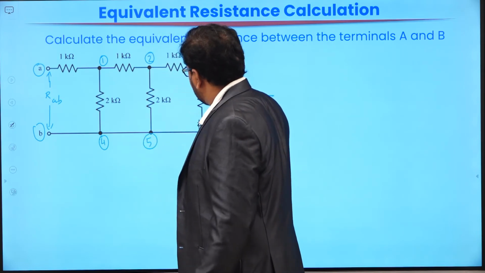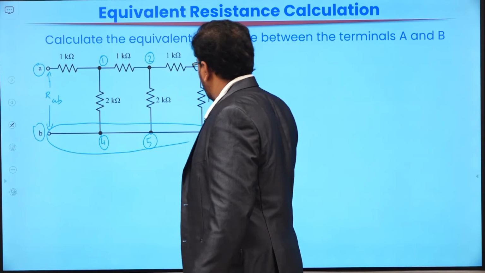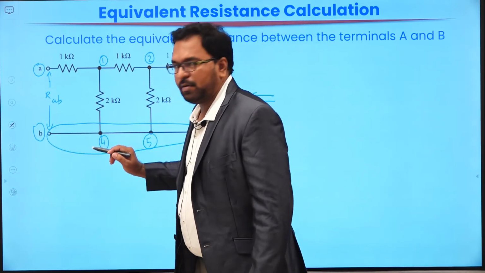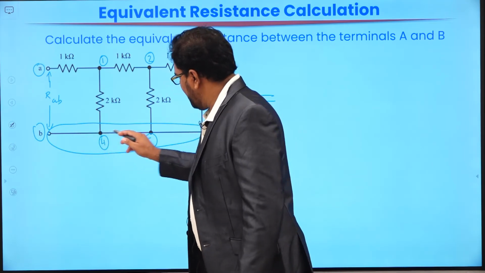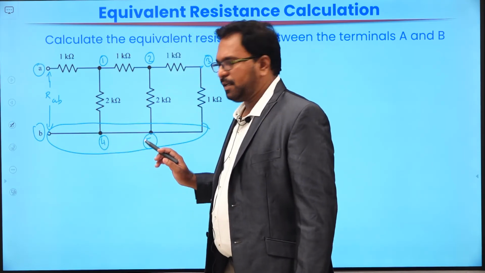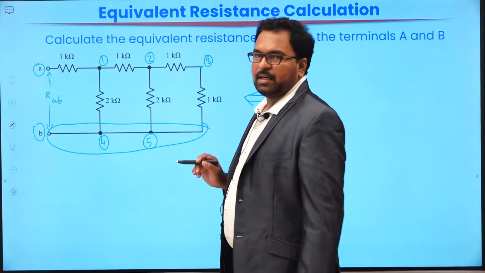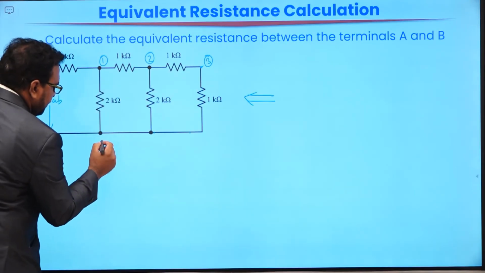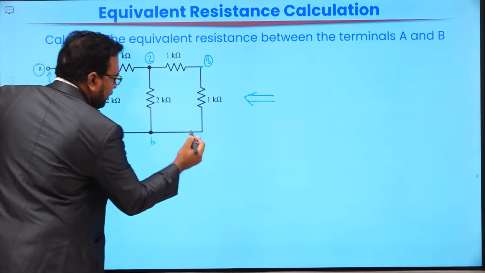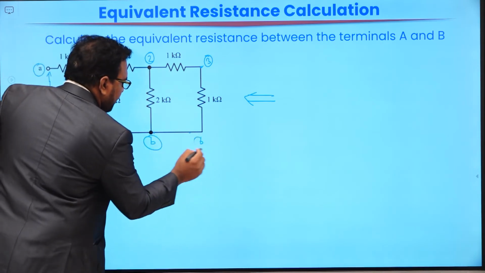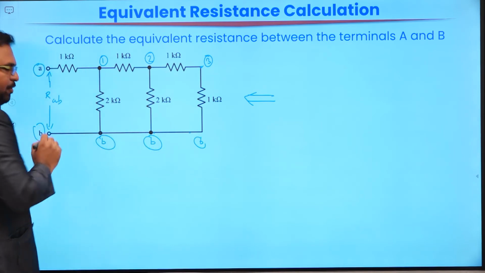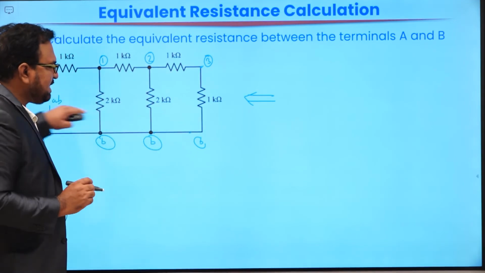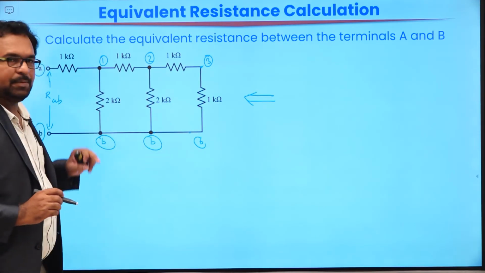If you observe here, this node is nothing but node B itself, because between B and 4 there is no resistor connected, between 4 and 5 also there is no resistor connected, and here also there is no resistance connected. So we can consider this node as B, and B and B, because there is no element connected. All these terminals are connected to B only. So all the nodes are nothing but a single node, which is B.